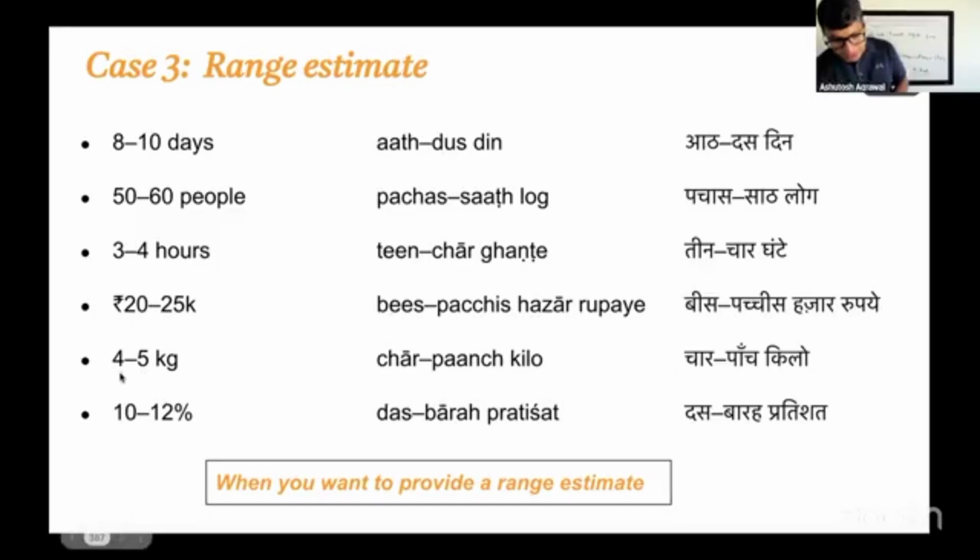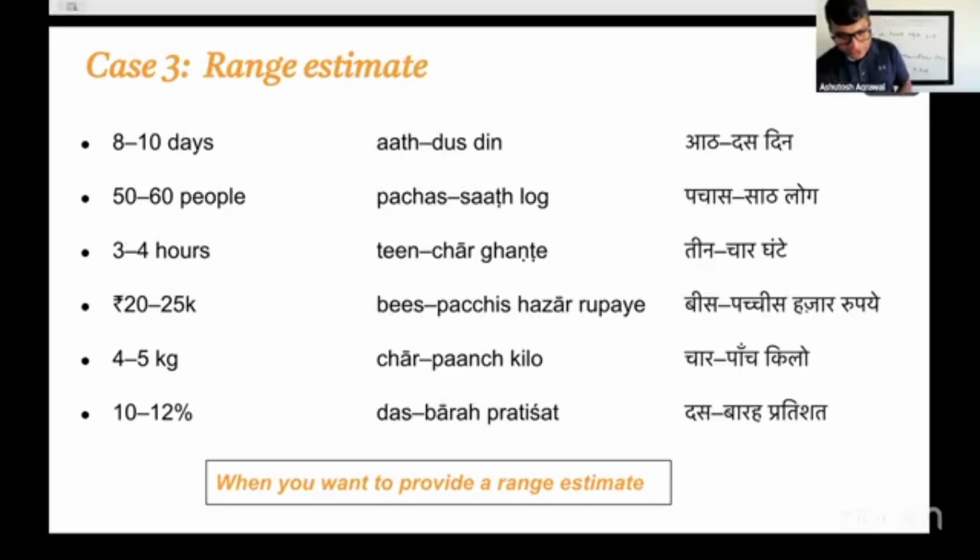Same thing, 4 to 5 becomes 4-5 kilo. 10 to 12% is 10-12 प्रतिशत. Pratishat. Any questions on this one? I know I went slightly fast on this range, but it should not be hard if you know the numbers, the cardinal numbers.